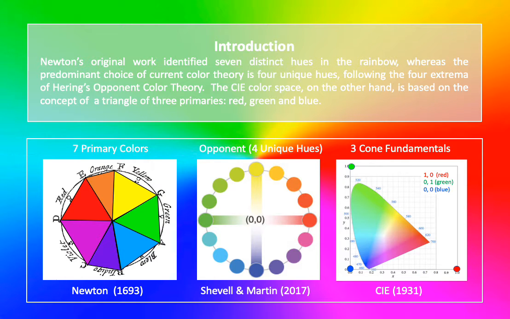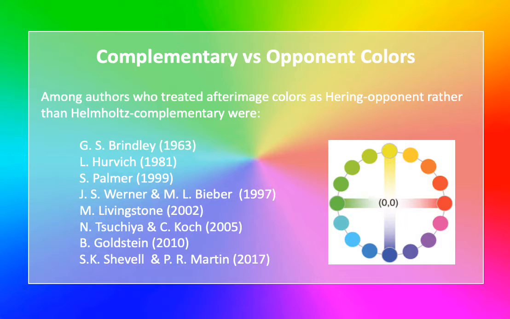The CIE space, on the other hand, is based on the concept of a triangle of 3 primaries, red, green, and blue. Thus, the 2 pairs of opponent colors, red, green, and blue, yellow, are the basis for the idea that these 4 colors may be considered the unique hues or characteristic colors of which all other colors are combinations. It has been espoused by a broad range of authorities in the field, such as those listed here.